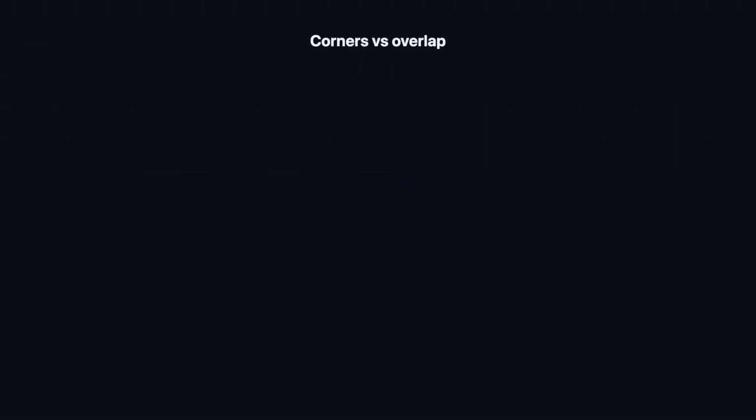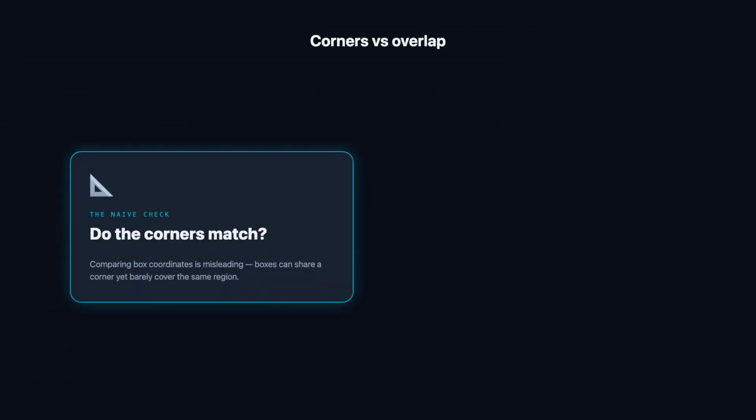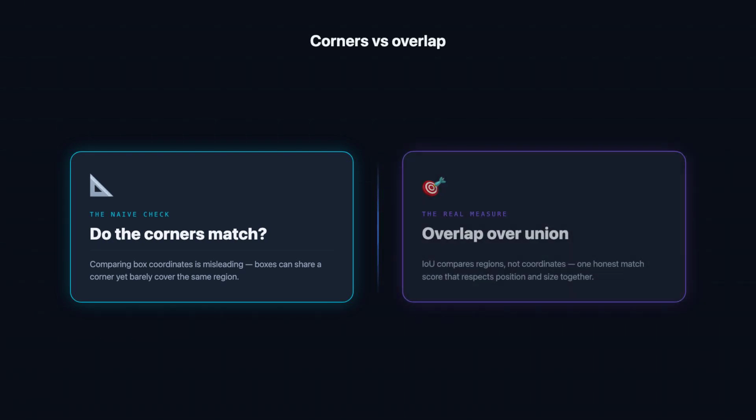So why lean on IOU at all? Line it up against the naive way people first try to score a box. Checking whether the box corners match sounds reasonable, but it fools you constantly. A prediction can nudge its corners a little and look fine on paper while actually covering the wrong region, or a small box tucked inside a big one scores well on coordinates yet captures almost nothing real. IOU sidesteps all of that by comparing regions, not coordinates.